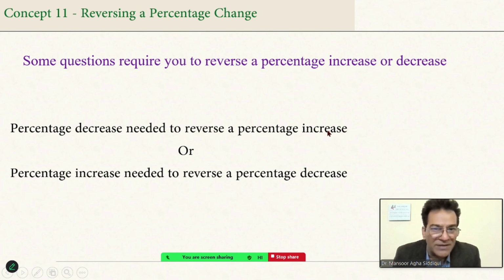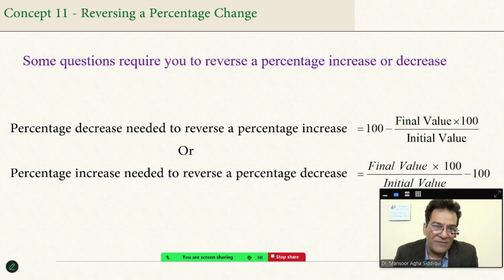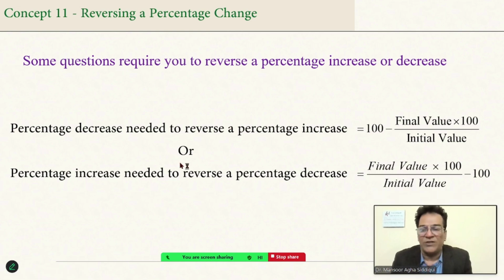Suppose there has been a percentage increase in something, and then the question says, by how much percentage is it to be decreased to get the original value? Or there's a particular value and there has been a percentage decrease in it, and they ask you how much should the percentage increase in order to get the original value. Then that is what is called reversing a percentage change. This will become clearer when we do questions. So let's look at questions directly. And first of all, just write down the two formulas for these two things. When we do questions, this becomes clearer only then. Right now, just write the formula.